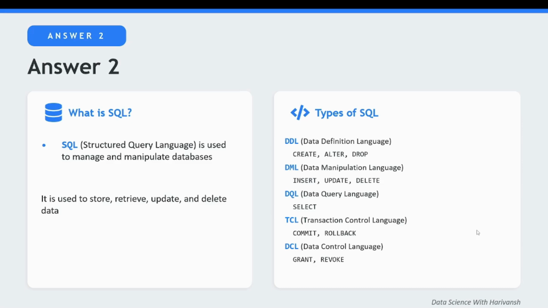DQL, Data Query Language. The third category is DQL, which centers around the most frequently executed operations in data analysis. It primarily consists of the select command, which allows you to fetch, filter, and extract specific datasets from the database tables.